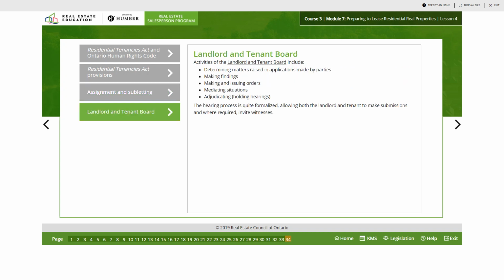Landlord and Tenant Board. Activities of the Landlord and Tenant Board include determining matters raised in applications made by parties, making findings, making and issuing orders, mediating situations, and adjudicating, for example, holding hearings. The hearing process is quite formalized, allowing both the landlord and tenant to make submissions and, where required, invite witnesses.